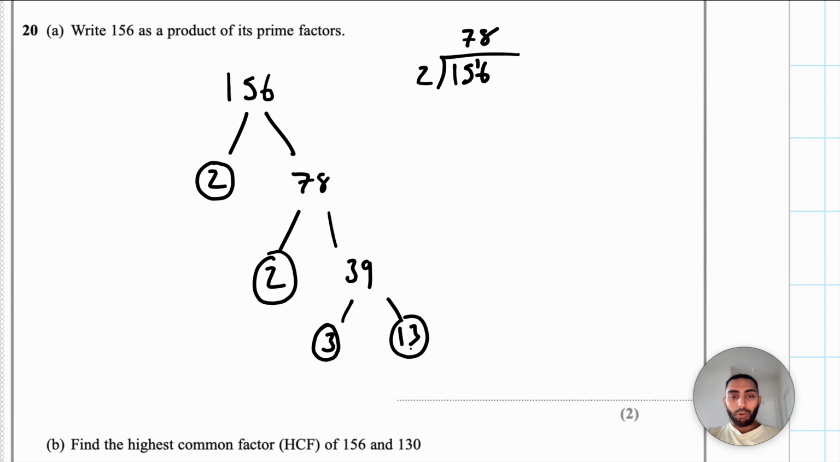So now I've got all my prime numbers. I can write this as a product, which just means that it's been multiplied together. So 156 is equal to 2 times 2 times 3 times 13.